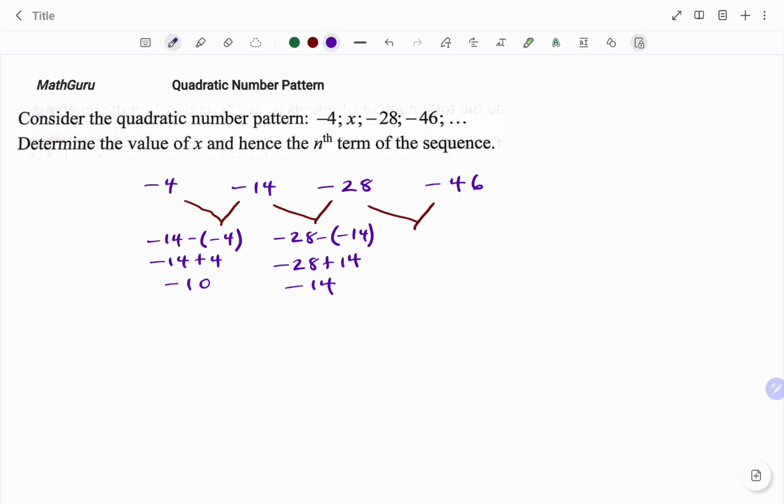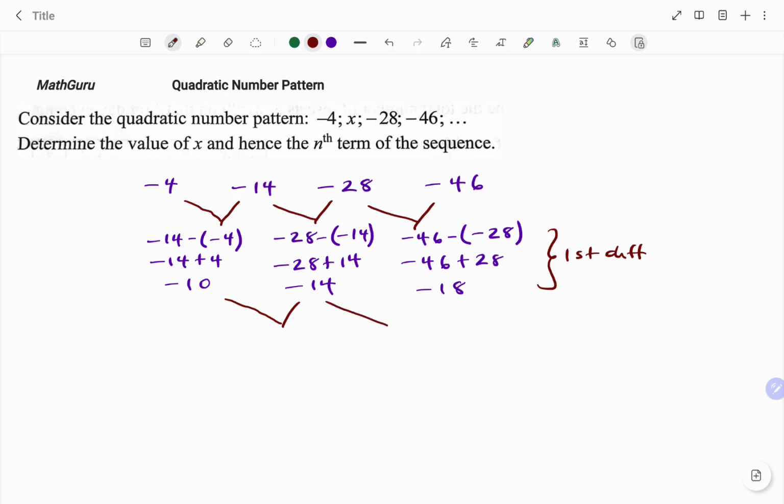For the last term, I have negative 46 minus the term behind, negative 28. That's negative 46 plus 28, and then my term will be negative 18. So that is my first difference. For my second difference, I'm going to draw my arrow again as shown. So that's using the term in front minus the term behind again.